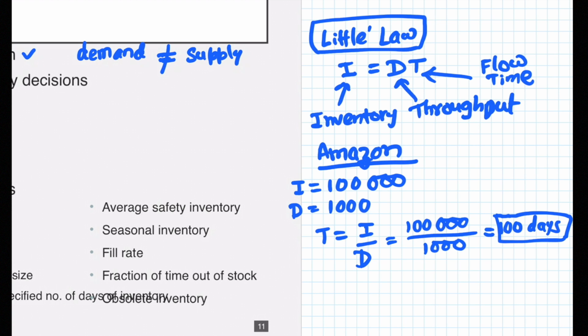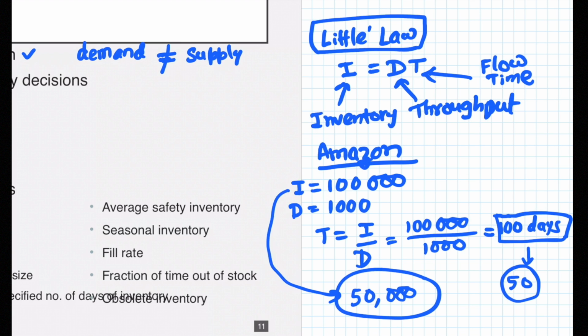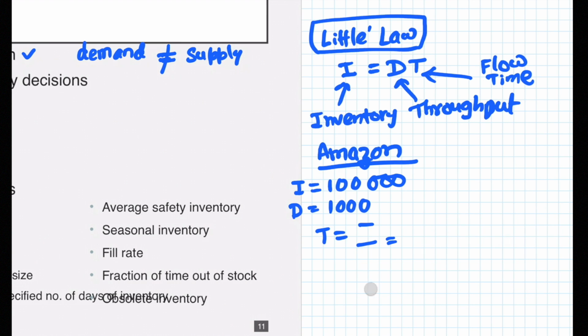So if the Amazon warehouse is able to reduce this flow time from 100 days to only 50 days, and if throughput remains the same, then they will be able to reduce their inventory from 100,000 to 50,000. This can help to bring down the cost significantly.